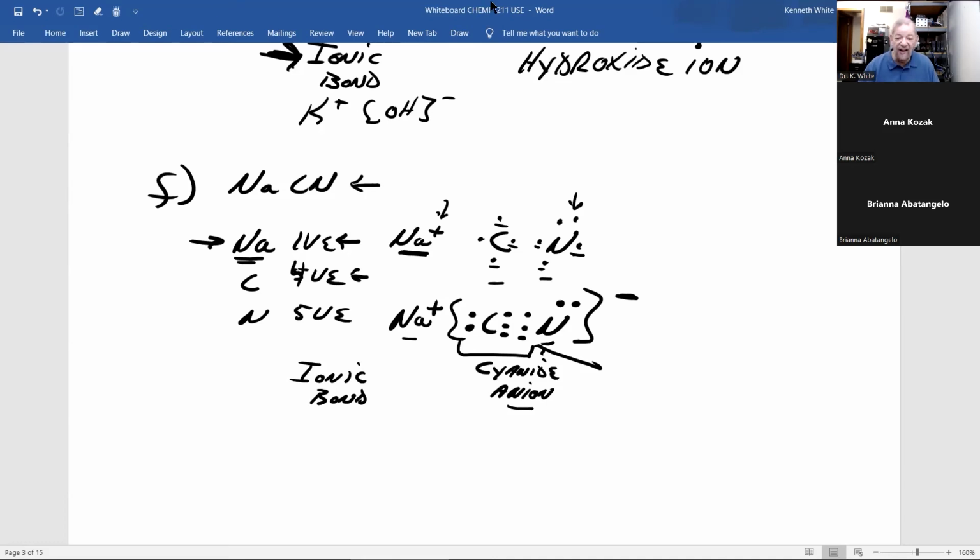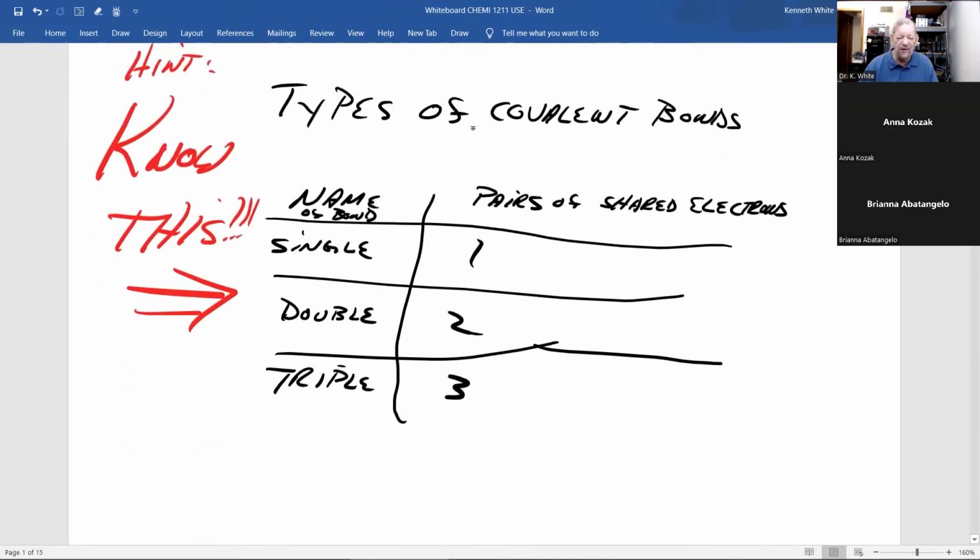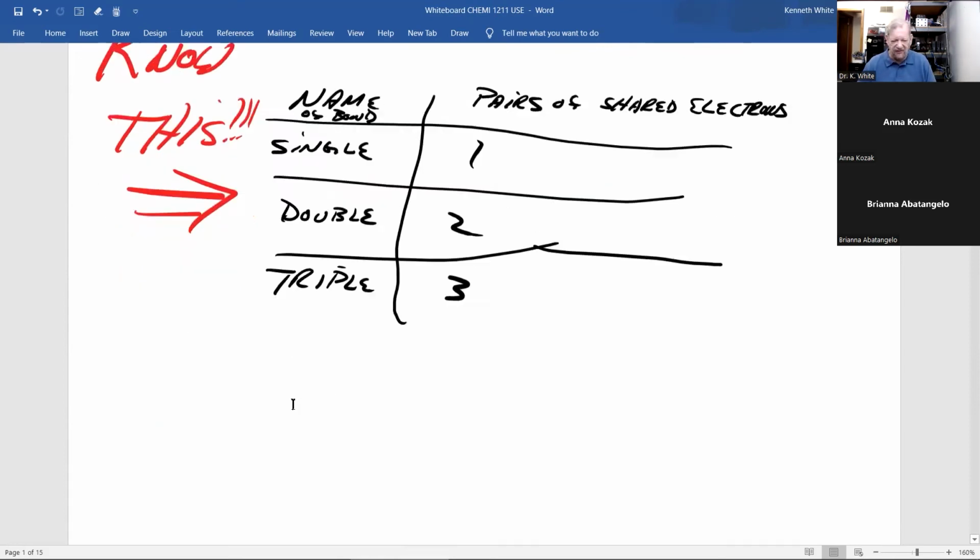Well, in case you haven't learned it, remember there are 3 types of covalent bond. Ionic, there's only one, and it doesn't have a name as well. It does, it's called an ionic bond. And therefore, there's a single bond, 1 pair of electrons, double bond, 2 pairs of electrons, triple bond, 3 pairs of electrons.